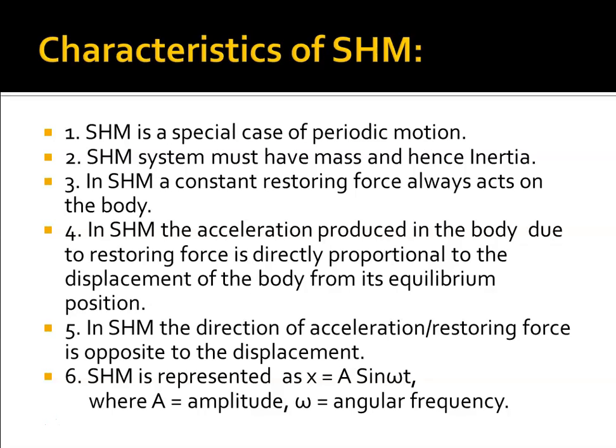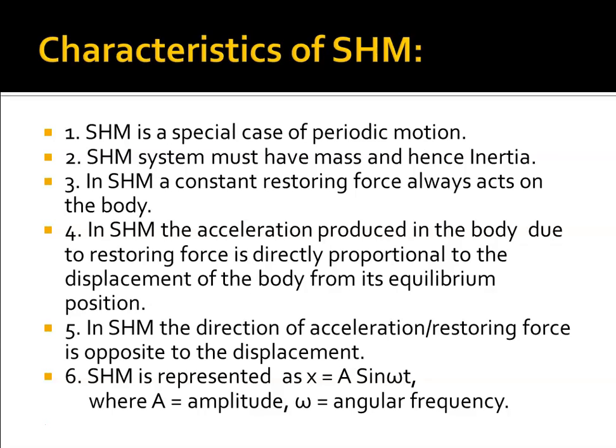That is point number 1. The point number 2, the simple harmonic motion system must have mass and hence inertia. Obviously, if there is no mass, there is no inertia, and the object cannot move from its original position. So mass is required. The third point, in simple harmonic motion, a restoring force always acts on the body. As we discussed earlier, if there is no restoring force, the body will not come back to the equilibrium position. So restoring force is the foremost requirement to have a simple harmonic motion.